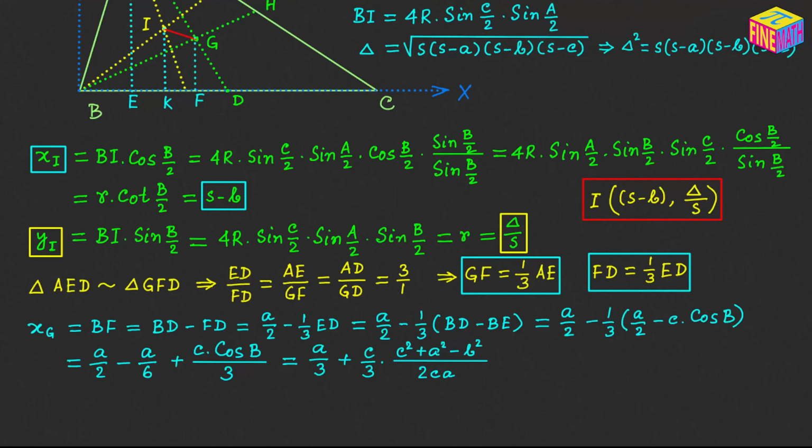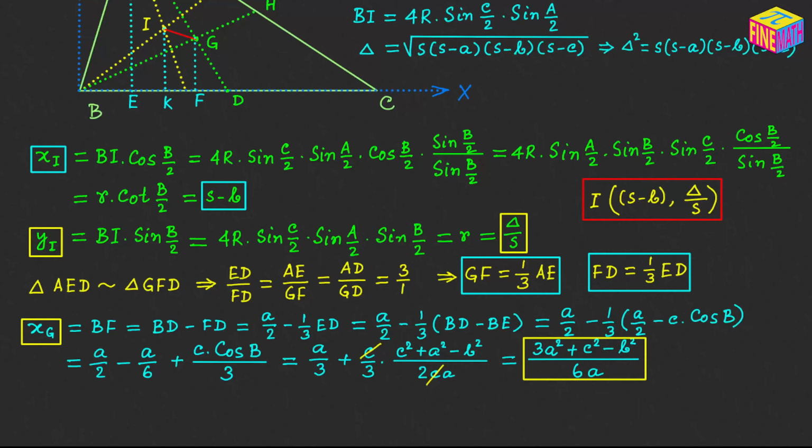Everything else remained as is. And here you can see that the side length c is present in the numerator as well as in the denominator, so they will cancel out each other. And then if we do the algebraic addition of these two quantities, we are going to have something like this. And that is the x coordinate of the centroid in terms of the side lengths.